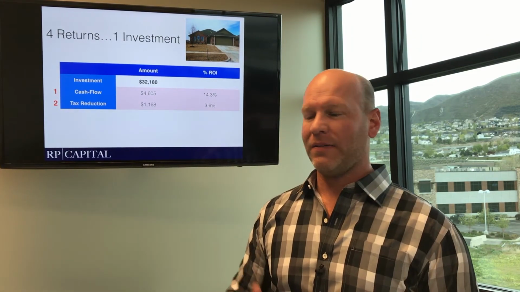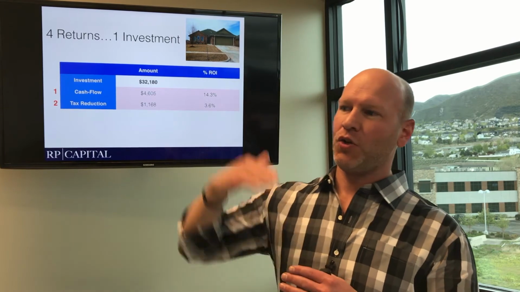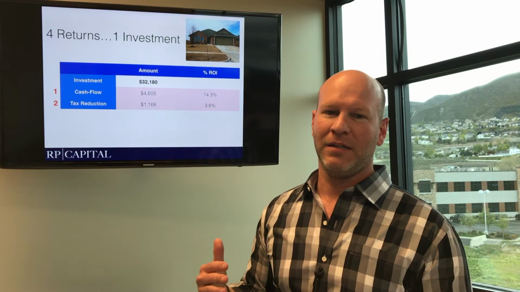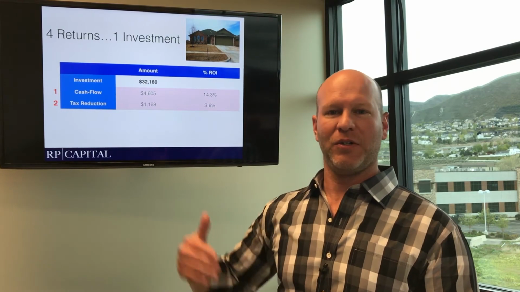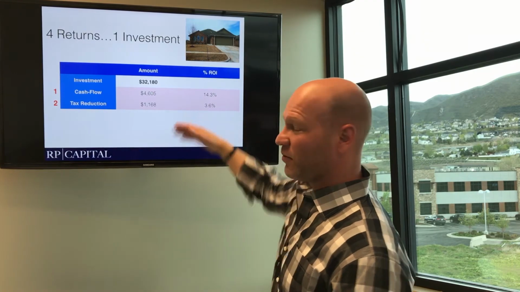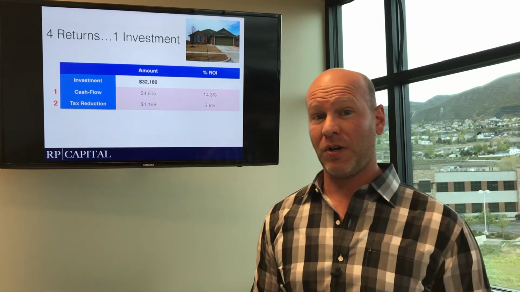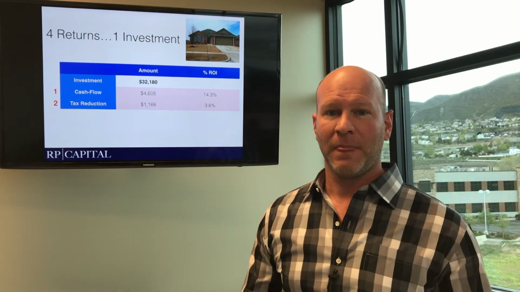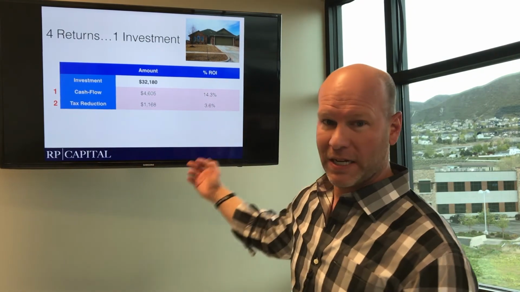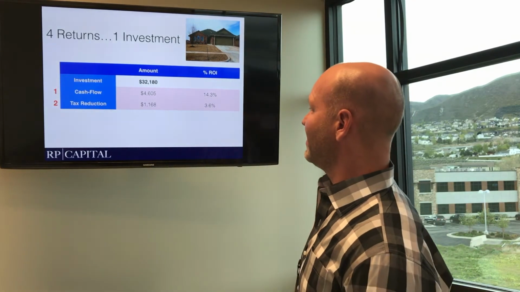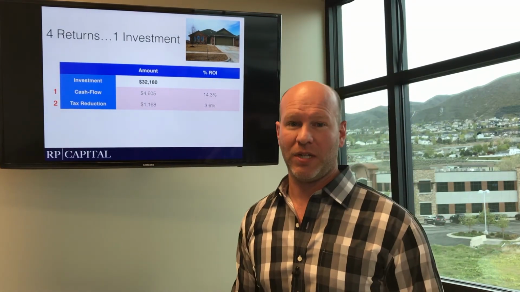Now, not everybody can take that. If you make too much money, they start to cut it back. And again, I don't have enough time in this video to cover all of that, but if you get to take this, it's worth another 3.6% in return, because 1,168 divided by 32,180 gives you 3.6%. You add those two together, already we're at 17, almost 18%.